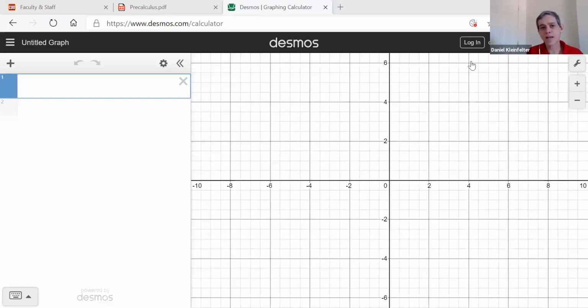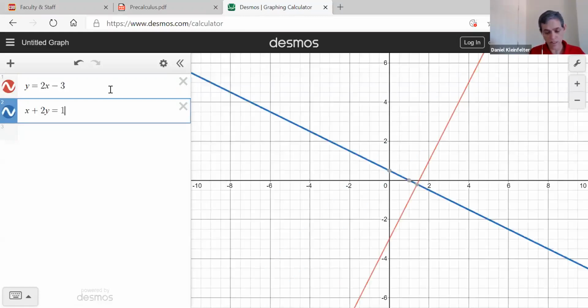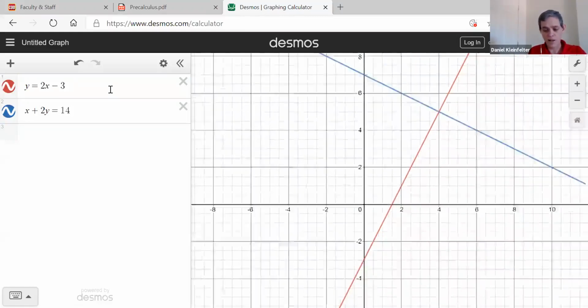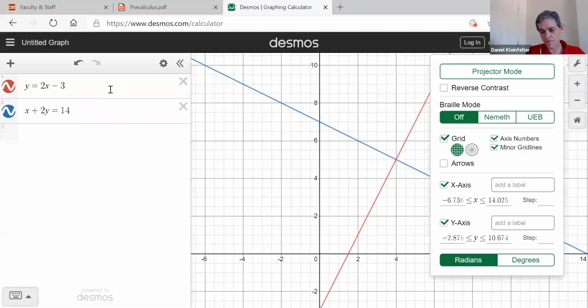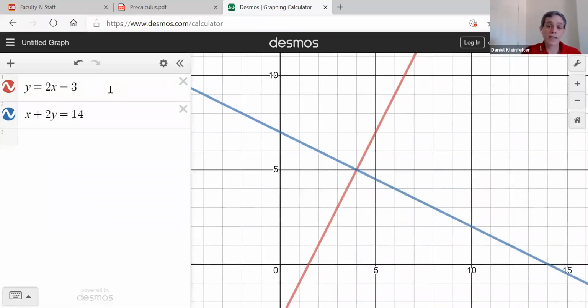All right, so let's make these two lines, the graphs of the two lines. So one was y equals 2x minus 3, and then the other one, x plus 2y equals 14. All right, so those two lines look like they're perpendicular, all right? So that looks like that'll do it. So there's the graph of our two lines.